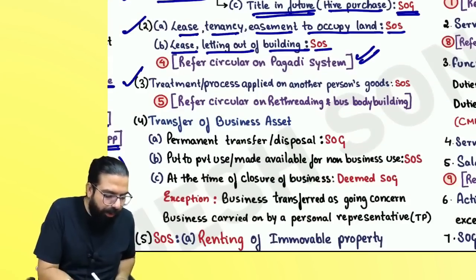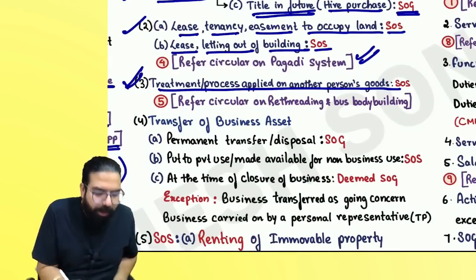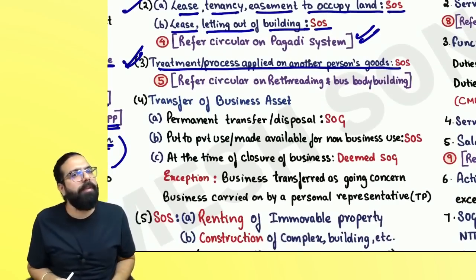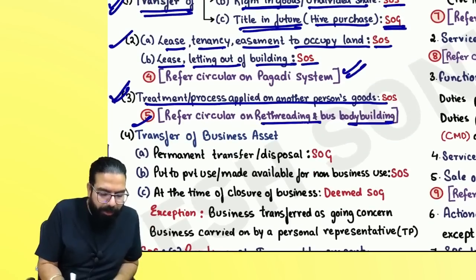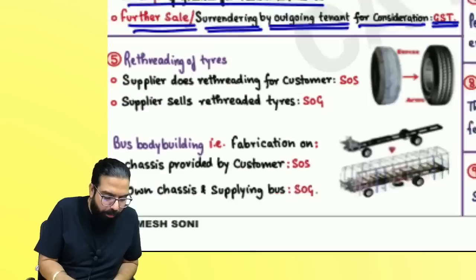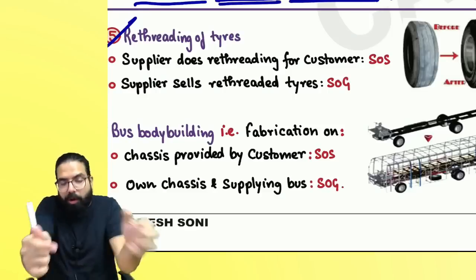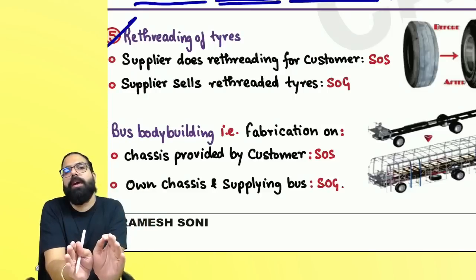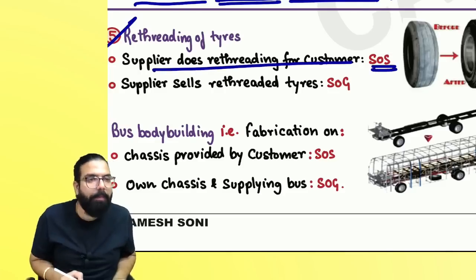The next one over here. Now, the next one over here is treatment or process on another person's goods. If I go ahead and do any treatment or process on your goods, I'm going ahead and giving you a supply of service. Remember one thing, there are two circulars on retreading or bus bodybuilding. I've gone ahead and given the circular over here. Retreading of tire. If I do retreading activity for you, means your tire, I do the retreading and give it back to you. Even though I use material also at the time of retreading, it will always be treatment or process on your goods, which will be a supply of service.